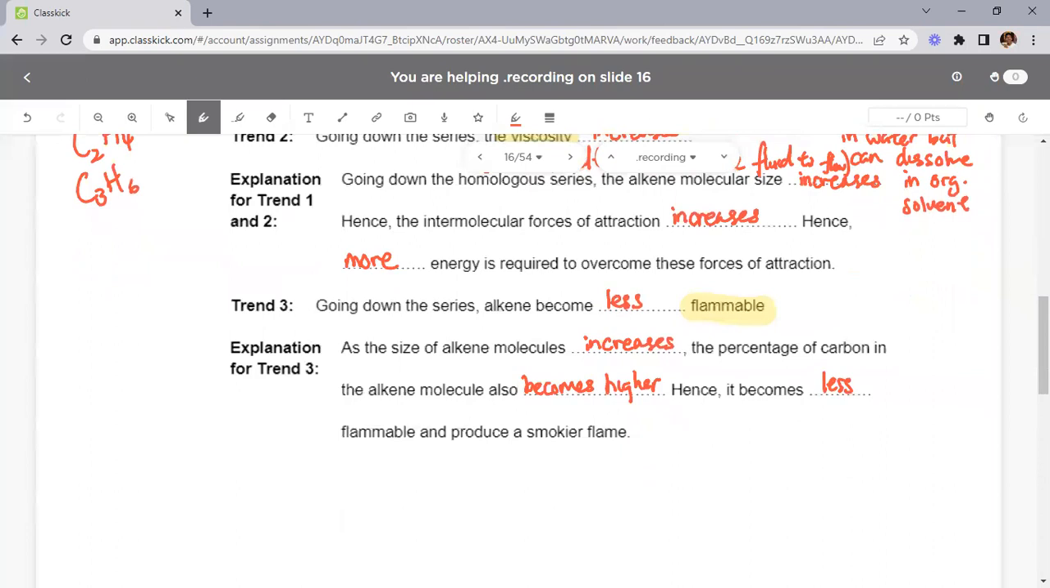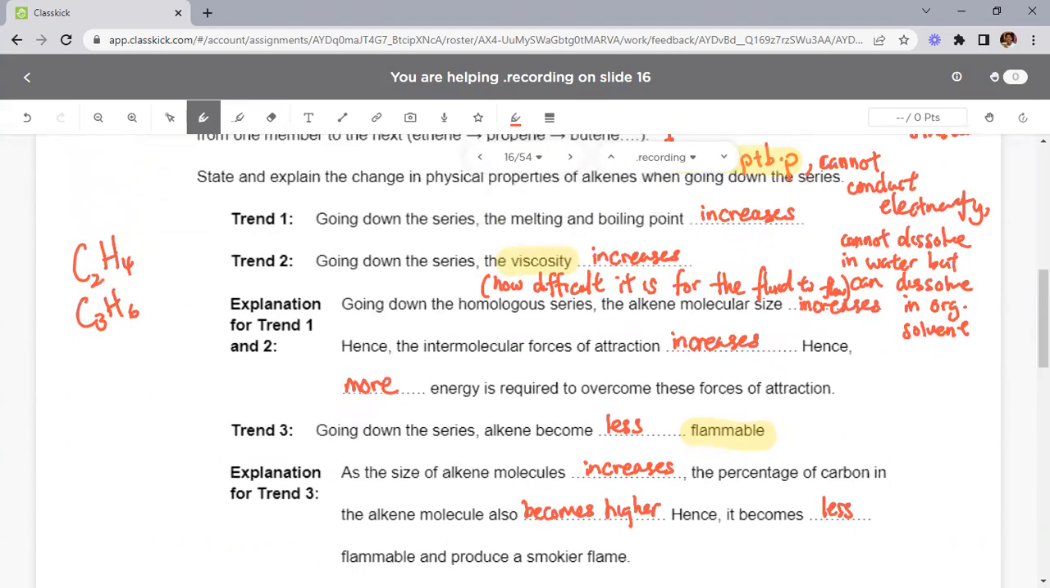Actually, if the percentage of carbon becomes higher and higher when the chains get longer, it's harder and harder for it to burn. One simple example I gave your friends was this. Just imagine your roads. Your roads are very long, very big alkene chains. If the size is big and it's more flammable, all your roads now will be on fire, which doesn't make sense. So the bigger the molecule, the less flammable it will become.